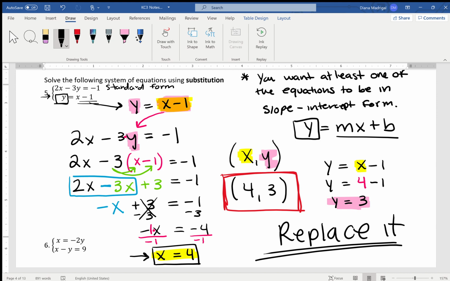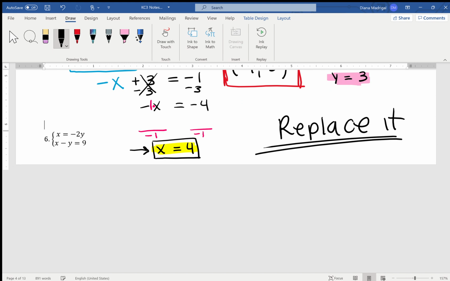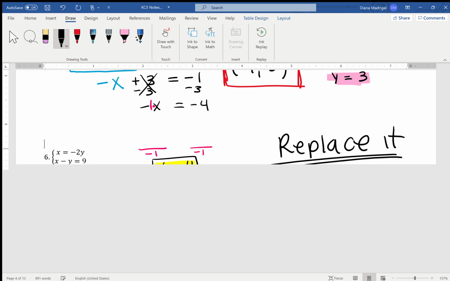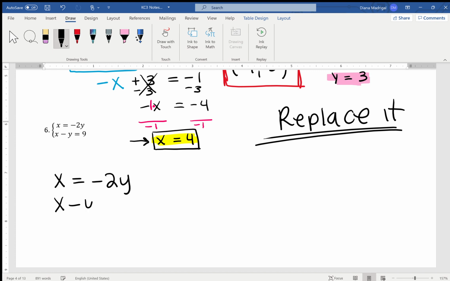So I'm going to go ahead and try number 6. One more problem with you guys. Let me just write those equations a little bit bigger so we can see them very clearly.